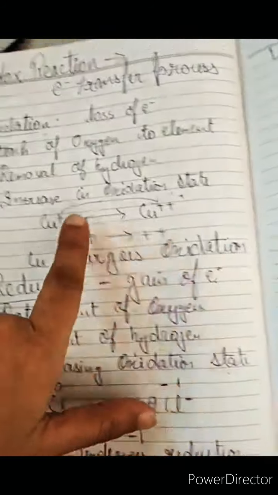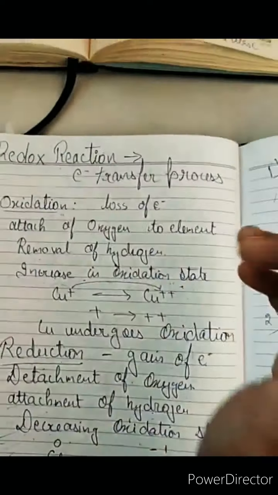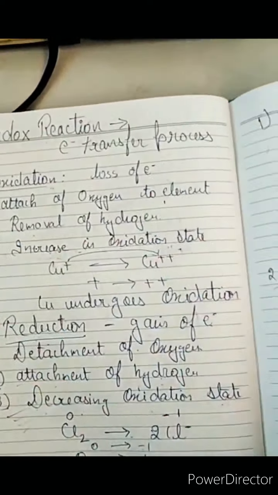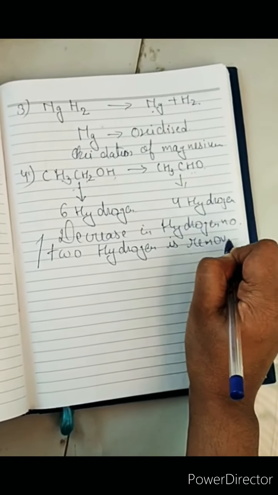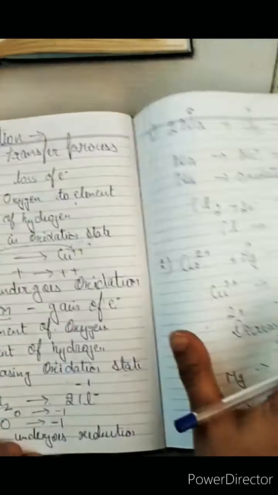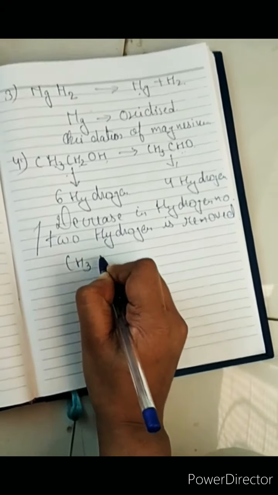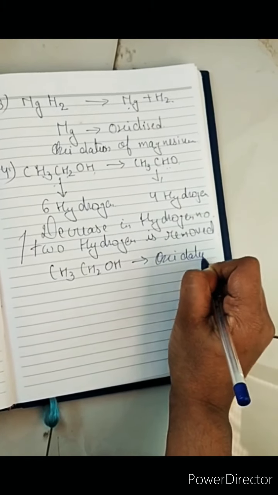So by our definition, removal of hydrogen or decrease in hydrogen. Hydrogen is removed, it means here 2 hydrogen are removed. So removal of hydrogen is oxidation. So you can say CH3CH2OH undergoes oxidation.